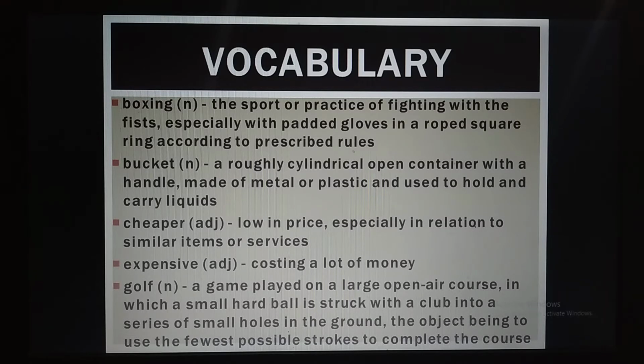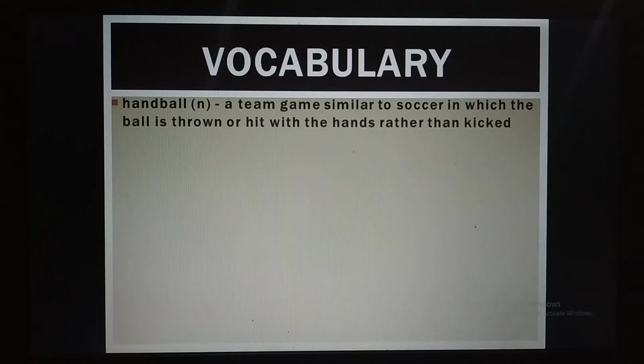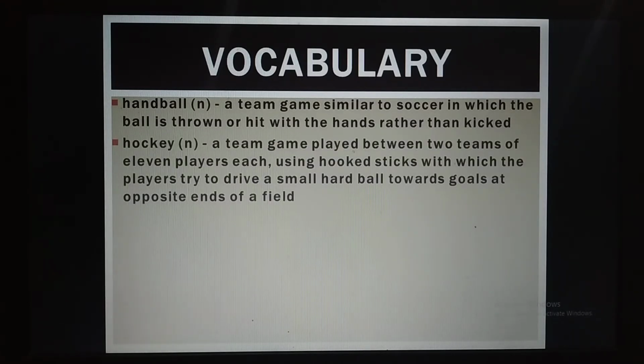That is golf. Next word is handball. It is a team game similar to soccer in which the ball is thrown or hit with the hands rather than kicked. Handball. Next, hockey. Hockey is a team game played between two teams of 11 players each, using hooked sticks with which the players try to drive a small hard ball towards goals at opposite ends of a field.